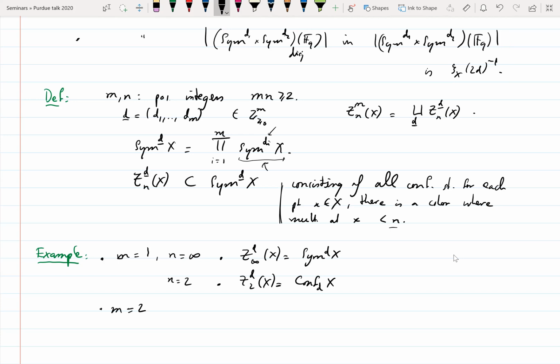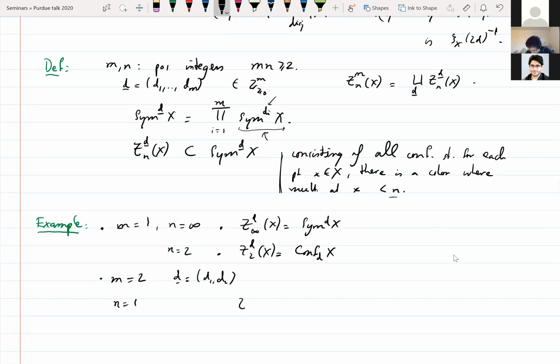Okay, so that's the case when m is equal to 1. Case when m is equal to 2, then any d is equal to d1 comma d2. And the infinity case is also just the whole symmetric power. Let's consider the case where n is equal to 1. n equal to 1 means that Z d1, d2, 1, X is precisely Sym d1 X times Sym d2 X, and disjoint. So I hope now it's clear what I mean by this.